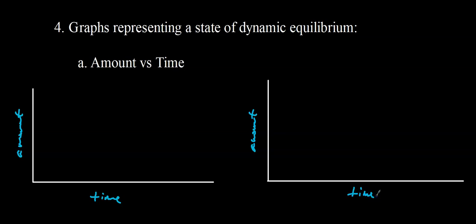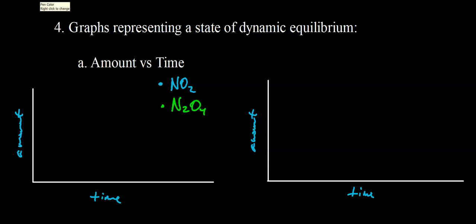All right, and so let's go ahead and color coordinate this. So I'm going to use blue for the NO2, and we'll use green for the N2O4. So this will be on both graphs. So let's start with the NO2.